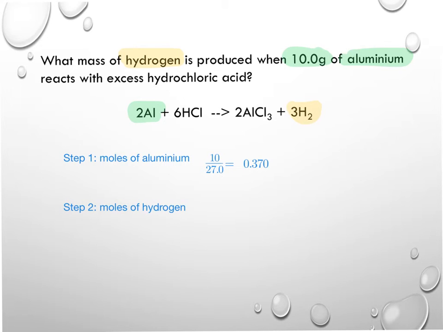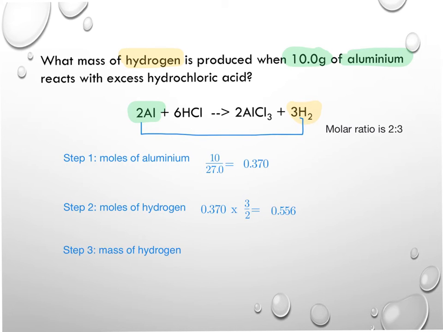Step 2. Calculating the moles of hydrogen using the molar ratio, which you can see from the equation. For every 2 moles of aluminium, we get 3 moles of hydrogen. So the moles of hydrogen are determined by dividing the moles of aluminium by 2 and then multiplying by 3, which gives us 0.556 moles.